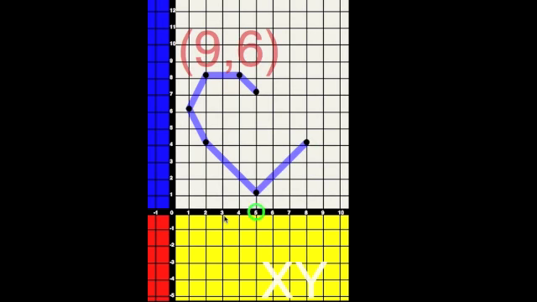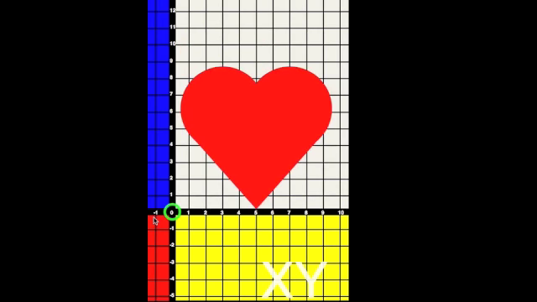Indeed. Over 9, up 6. Where's 6? Whoop, down 1. There we go. Over 8, up 8. Oh, I haven't had this much fun since Germany beat Argentina in the soccer game. 6, 8. Over 5, up 7. Oh, a heart. Okay?